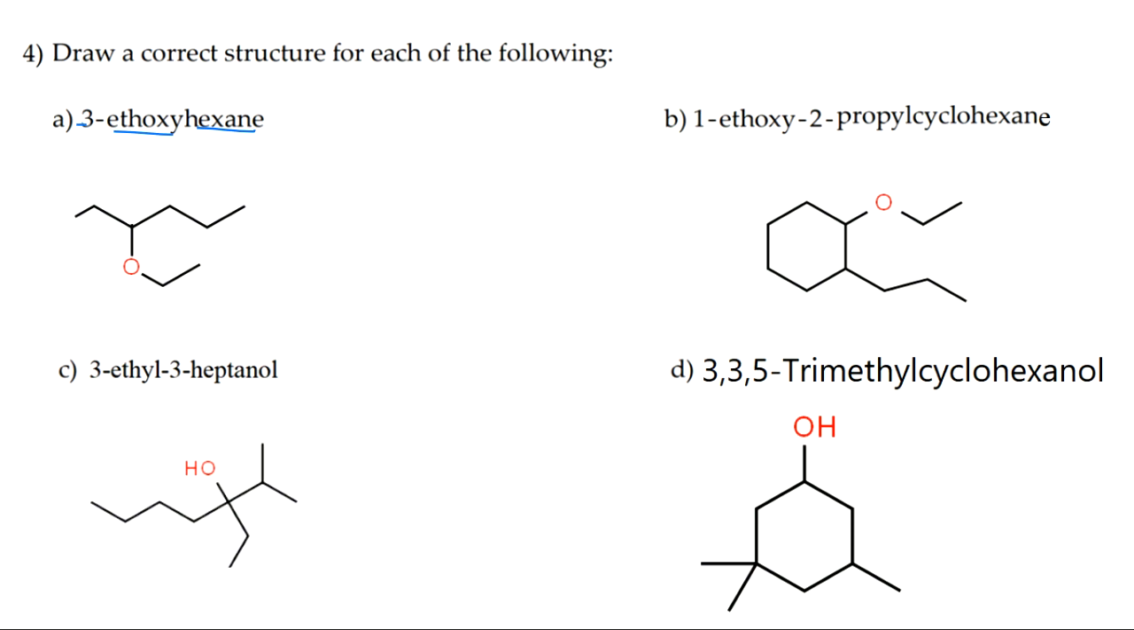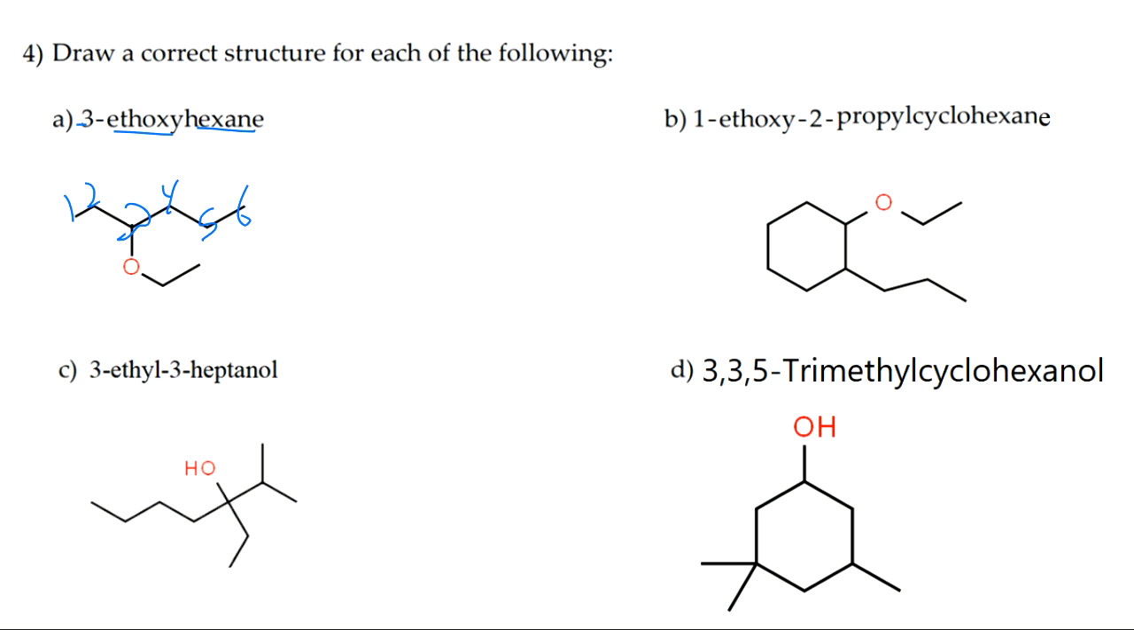How will I draw it? I'll draw it like this. 1, 2, this is 3, and here 4, this is 5, this is 6. You will have at 3 an ethoxy. Ethoxy means O CH2 CH3.